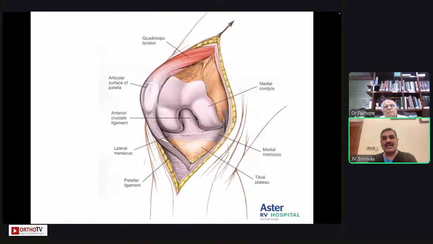So once you have done that, if you're able to evert the patella laterally, yes, that is the best situation you have got. In case you're not able to move the patella laterally, that is where you need to take a decision whether you're going to do a quadriceps snip or a VY-plasty or a tibial tubercle osteotomy. That is where you take a decision.